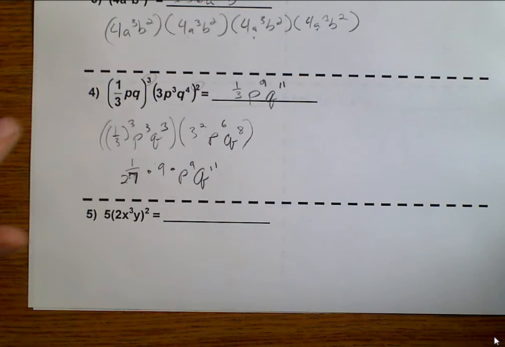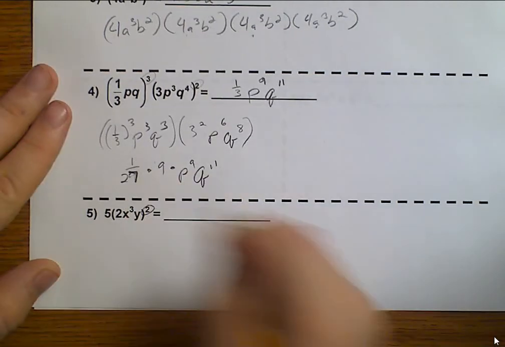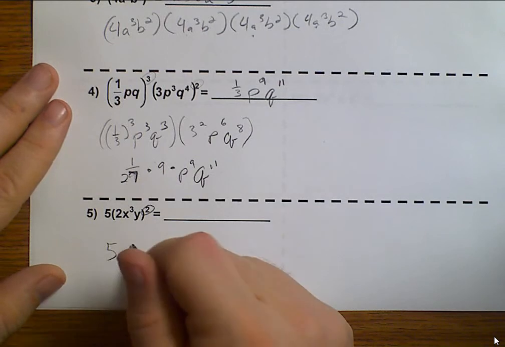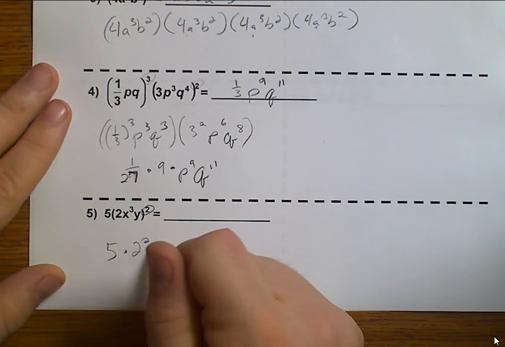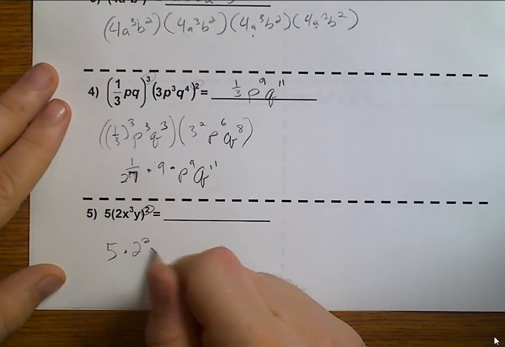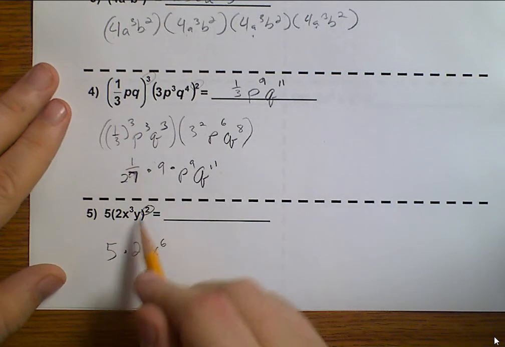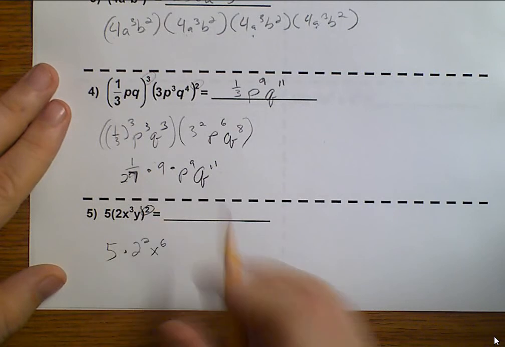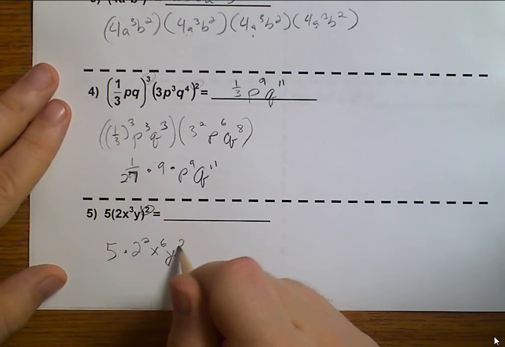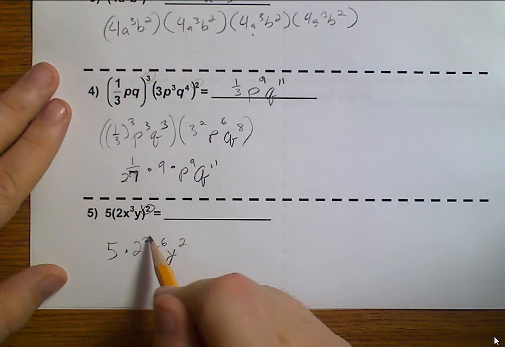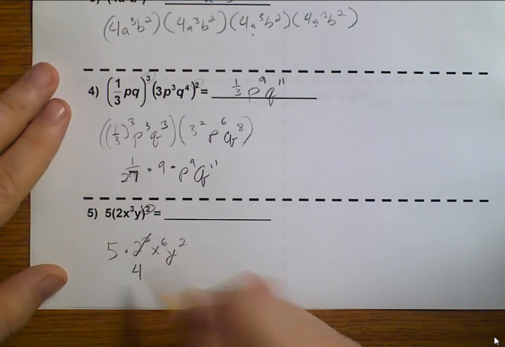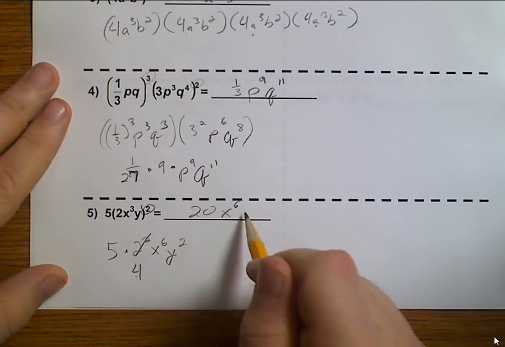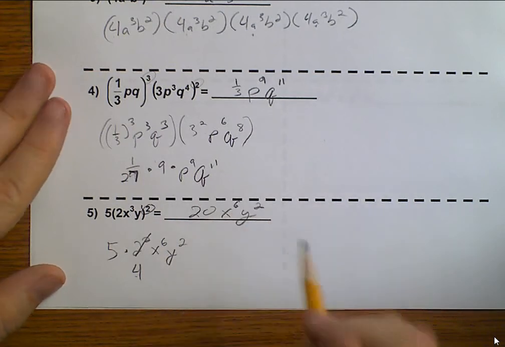We have to apply the exponent first. So that means the 5 is still there, times 2 squared. And then x, 3 times 2 makes 6. And then y, there's a 1 there. y, 1 times 2 makes 2, so y squared. Well, 2 squared makes 4. 5 times 4 makes 20. x to the 6th, y squared.